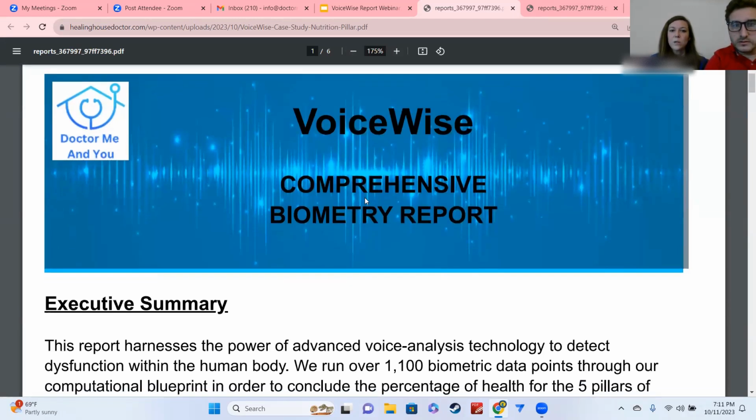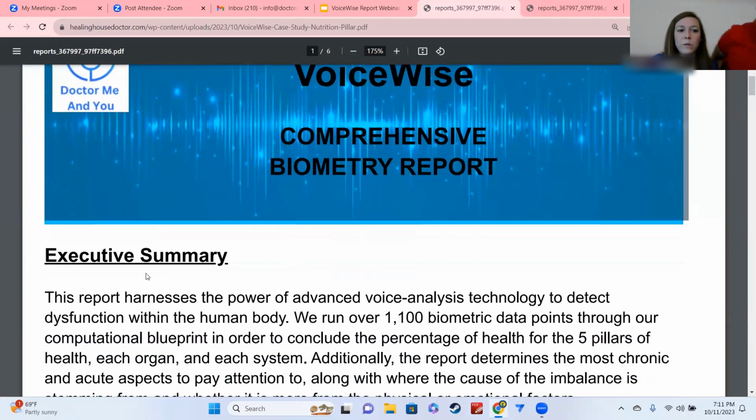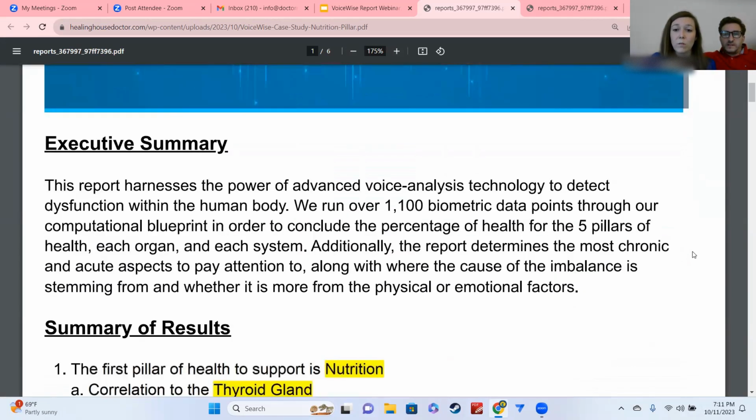There we go. So when you look at your voice report, every voice report has this executive summary on it. That never changes. That's just reminding you that we're running over 1,100 different data points to identify all of the things that are coming up.